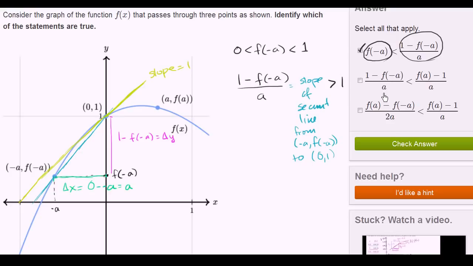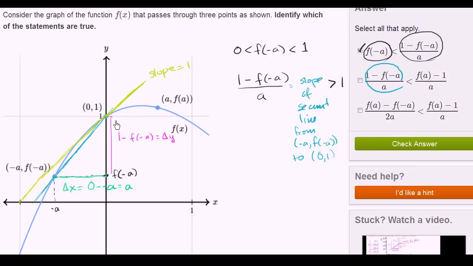Now let's look at this one. We're comparing the slope of the secant line that we just looked at, so this is the same value right over here, to what's this? f of a minus 1 over a. Well, this is the slope of this secant line that I'm drawing.